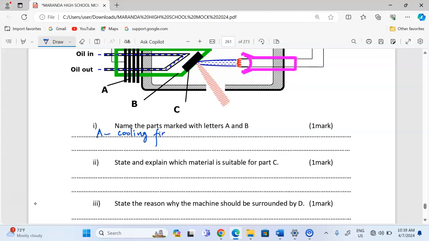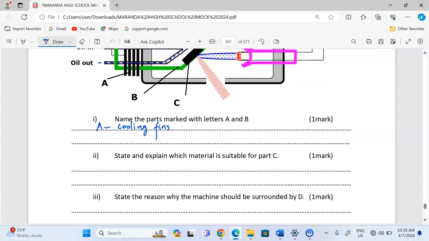The cooling fins. These cooling fins are made of copper. Sometimes we call them the cooling copper fins. We can look at B. B is the anode. It's also made of copper. So in some cases, we can call it the copper anode.